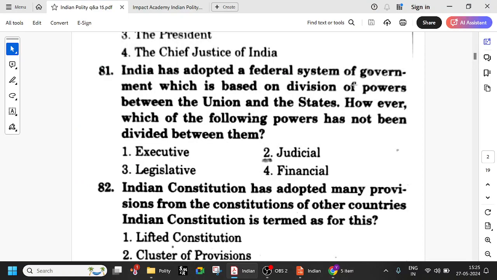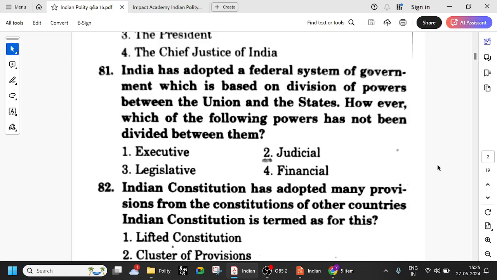India has adopted a federal system of government which is based on division of powers between Union and States. However, which of the following powers has not been divided? Executive is divided, legislative is divided. You have assemblies, you have a Parliament. In the executive, you have the IAS officers, central officers, and state level Group 1 officers, etc. The state level executive is different. Financial also, you have state level finance commissions, state level financial departments. But the judiciary is unified throughout the country.